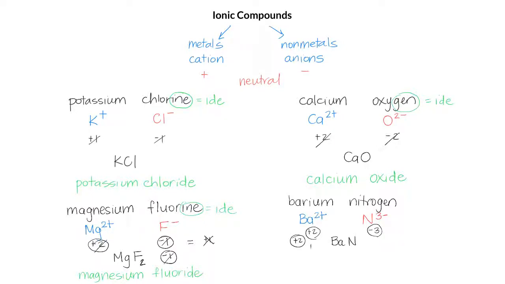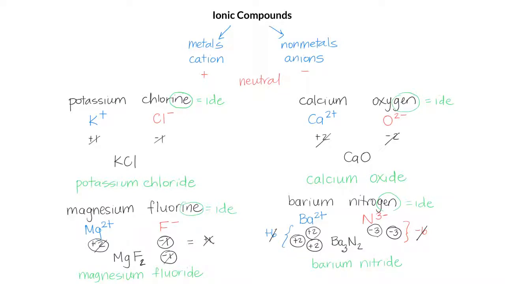So if I have 3 barium and 2 nitrogen, then I'll get a total here of +6, and I would get a total here of -6, which would cancel out. And so I need 3 barium and 2 nitrogen. And the name of this ionic compound is barium nitride. Remember, we changed the ending of the name to -ide.